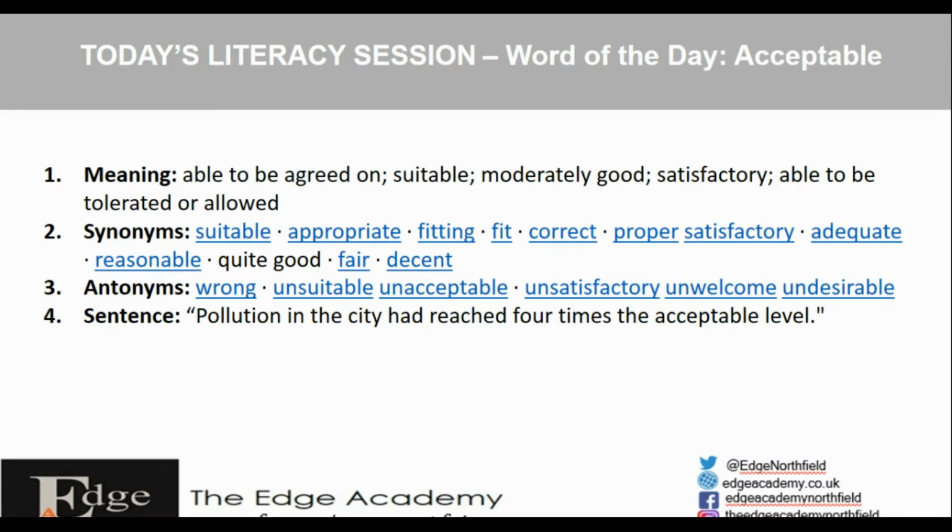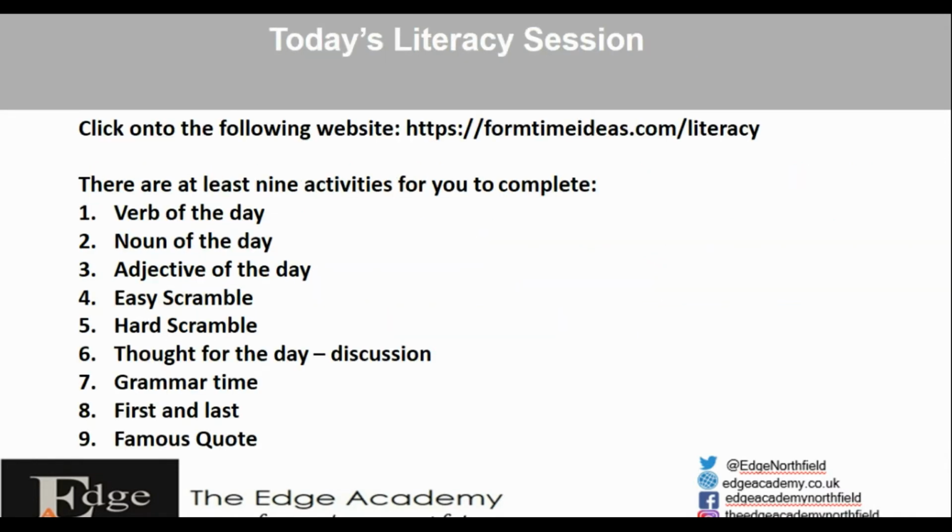Antonyms, which are the opposite of acceptable, means that something is unacceptable or unsuitable or unsatisfactory, unwelcome, undesirable, or wrong. Finally, a sentence with the word acceptable in it. Pollution in the city had reached 4 times the acceptable level. So therefore, the pollution levels were unacceptable. Okay, moving on to the next slide.